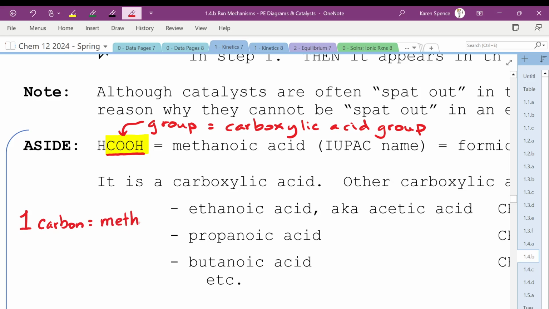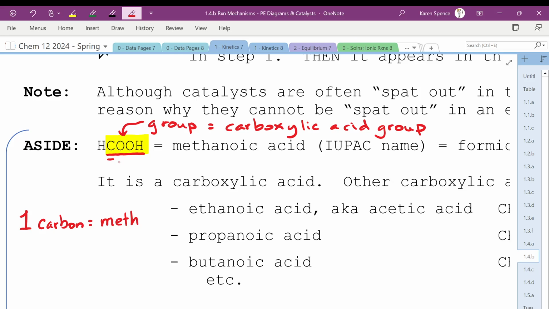Meth? Okay, methane has 1 carbon. And this is methanoic acid because it has 1 carbon. So what we do is we take the name methane, which is the name of the alkane.